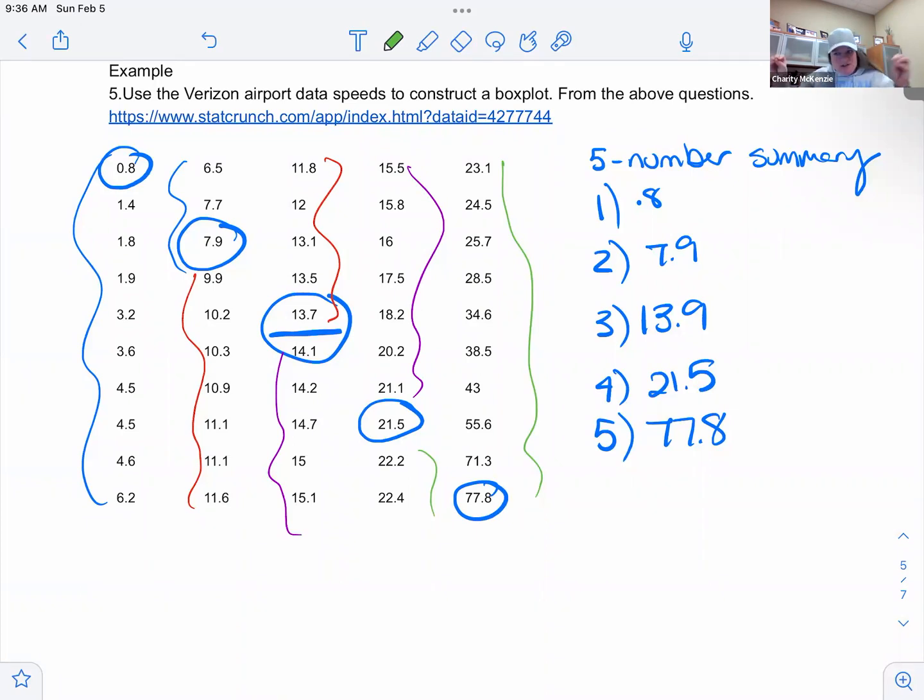Now, is it easier if it's in a straight line? Yeah, because you go median, half of this, low and high. But typically, if your data sets are big, it's going to look something like this. Okay, let's do this in Statcrunch.